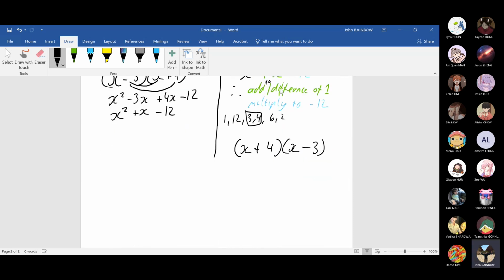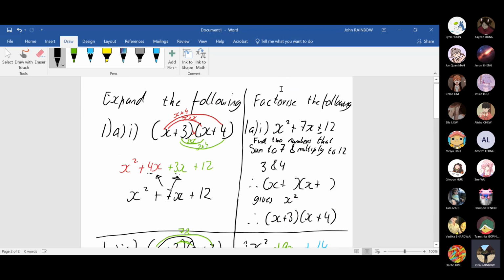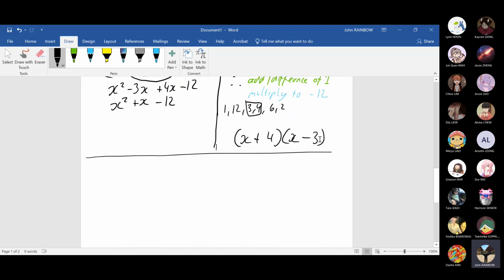Let's move on to just one of the last ones that I want to show you. I'm just going to change it up slightly on this one. I'm going to do this question, but slightly different. So I'm going to do x squared minus 7x plus 12, just to show you something.